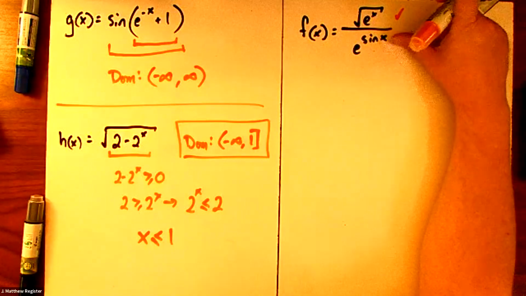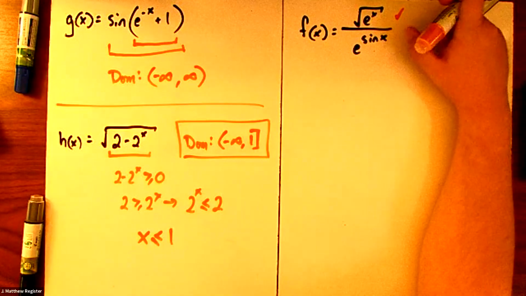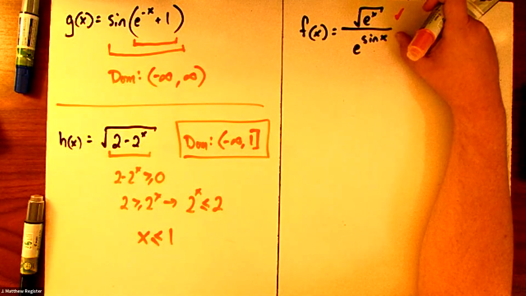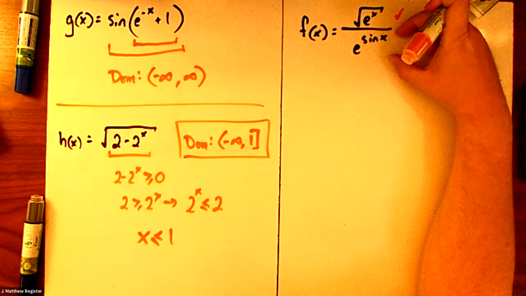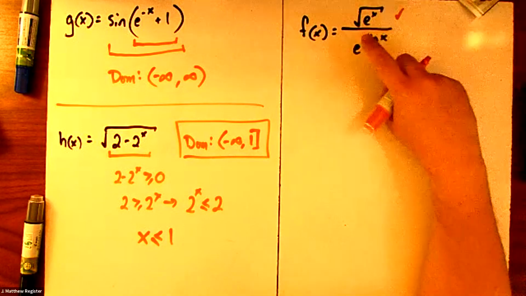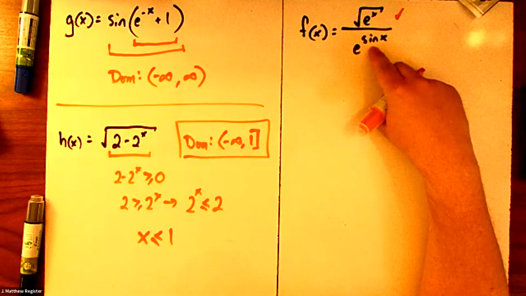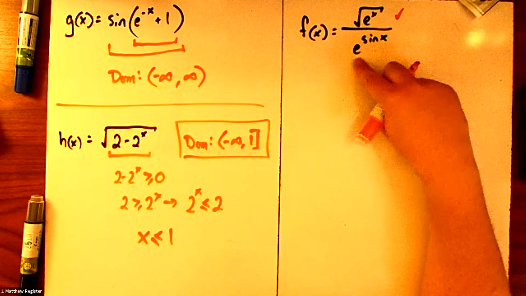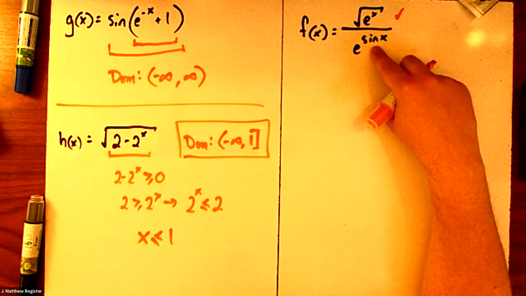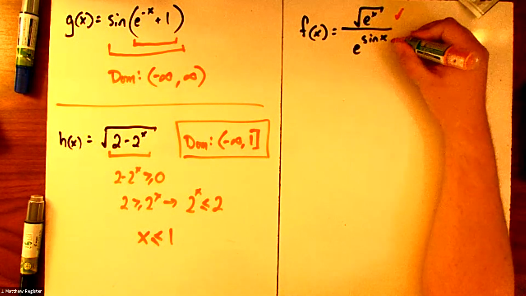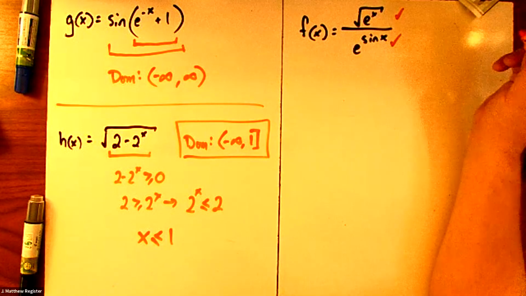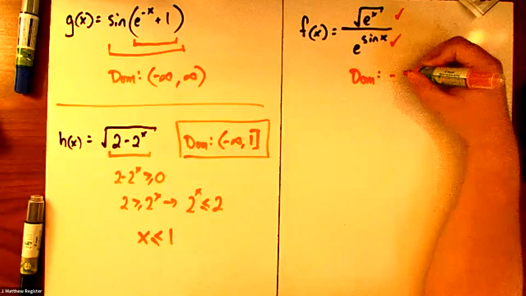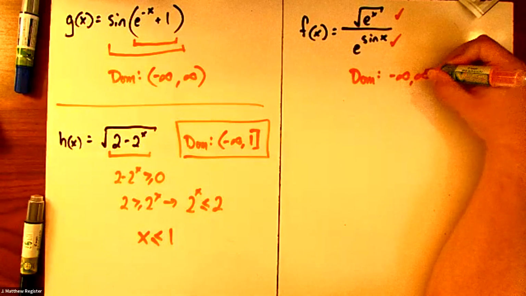With this one, e to the sine of x is in the denominator. And so that means that we can't have 0 in the denominator. While sine of x will give us 0, e to the sine of x will never be 0 because e to the anything is always greater than 0. And so we have no issues here either. Because of that, the domain is again going to be negative infinity to positive infinity.